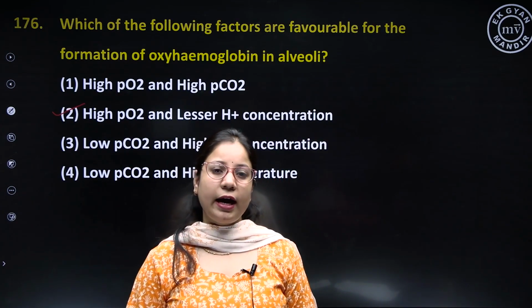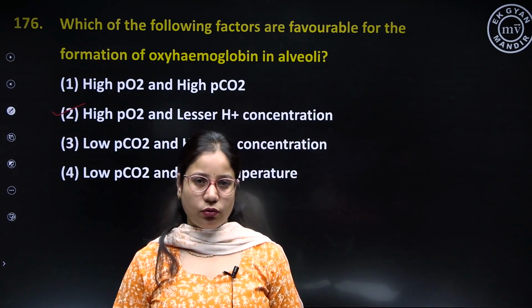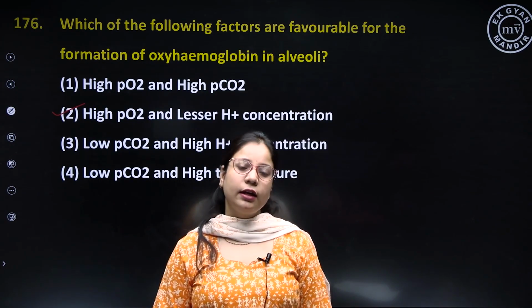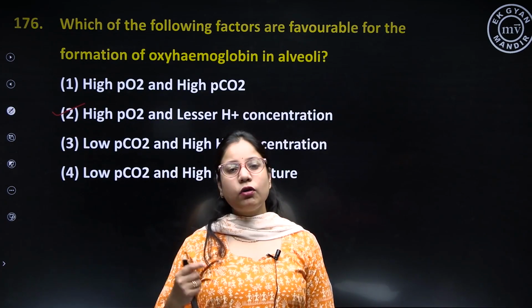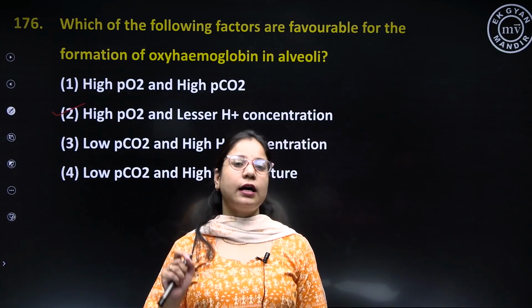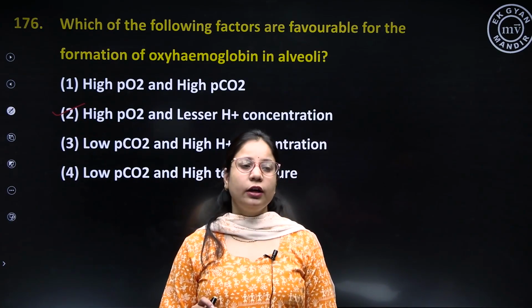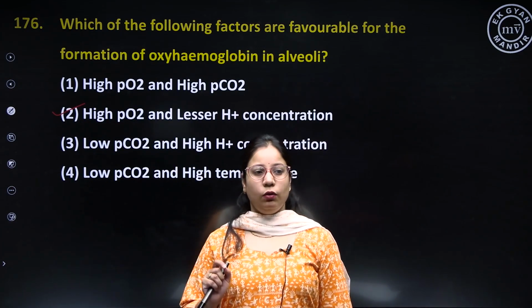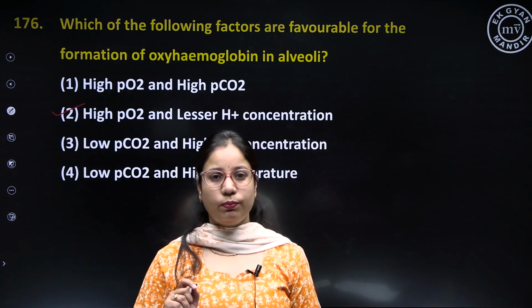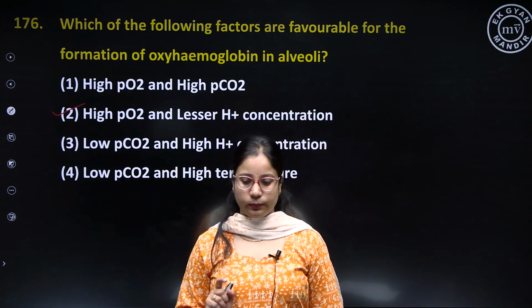because when there is higher concentration of carbon dioxide, H2CO3 is formed, and H2CO3 is a highly unstable compound. So it dissociates into H plus and HCO3 minus. That is why higher concentration of H plus will be present only when there is higher concentration of carbon dioxide in the body. Okay, so oxyhemoglobin will be favored when there is higher concentration of oxygen and lesser concentration of H plus ions.